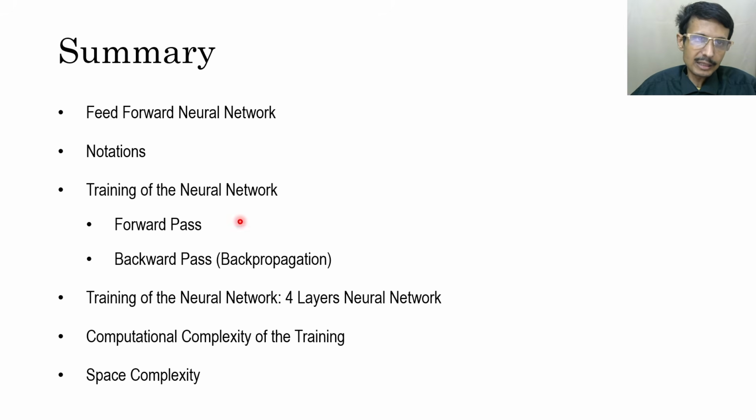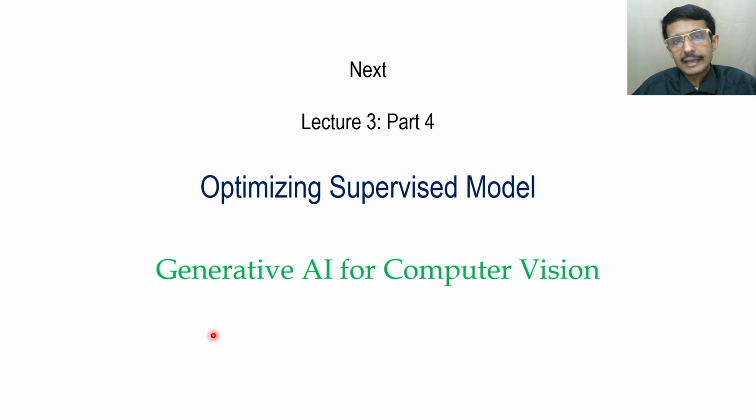In this particular lecture, we tried to understand what a feed-forward neural network is, the basic notation used in this lecture, then the two basic passes of training this neural network, the forward pass and backward pass, then training the neural network, computational complexity and space complexity. In the next lecture, we'll study optimizing supervised models, and basically we study overfitting. Thank you very much.